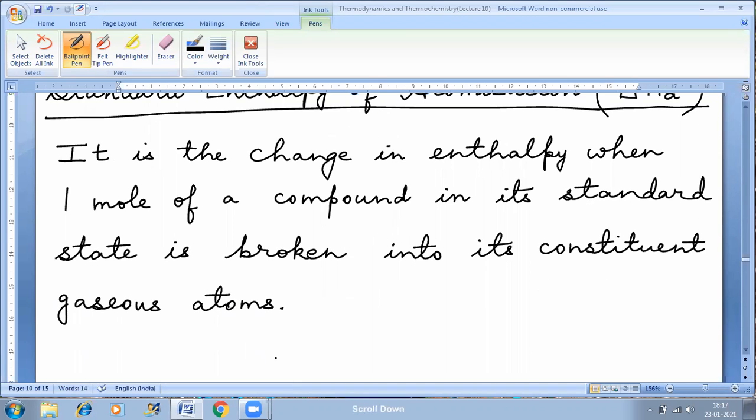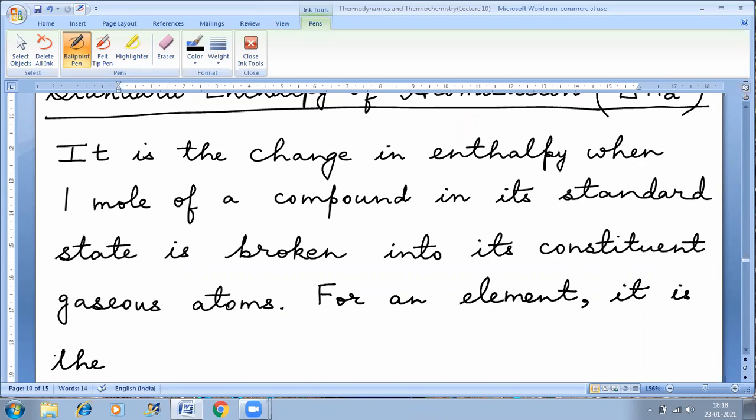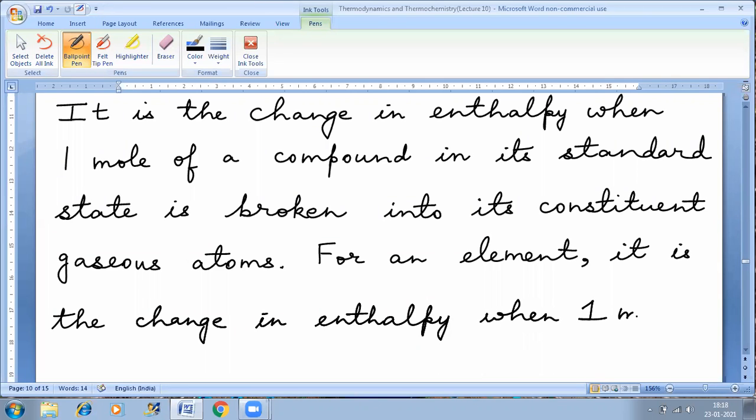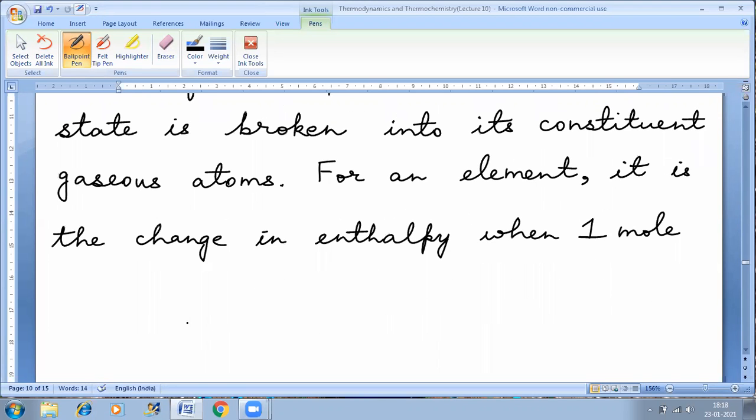But this is for a compound, I have also written the word compound. Now I will write ahead for an element. For an element it is the change in enthalpy when, or rather I should say like this, for a solid element.